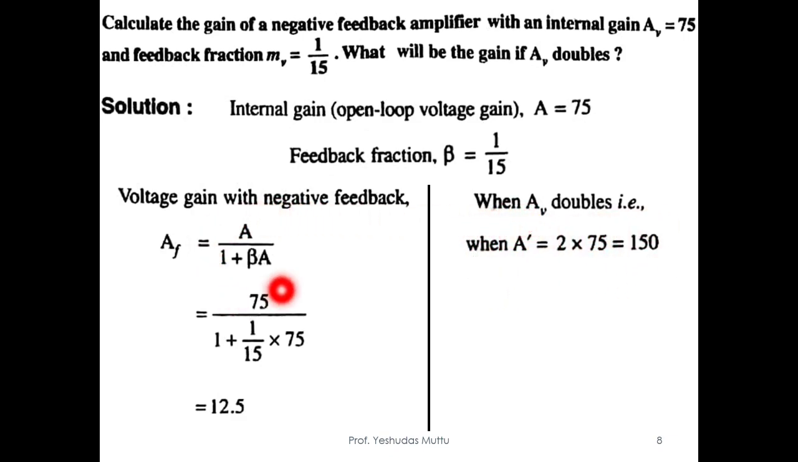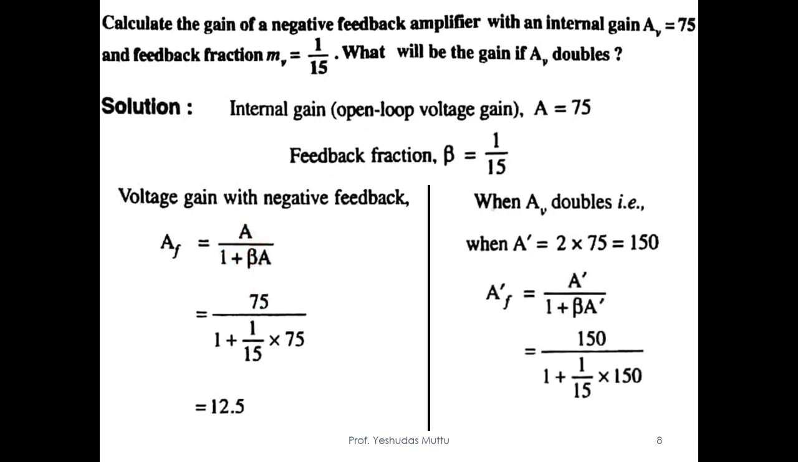Okay. So in this particular formula, instead of A, I am going to substitute A dash. Beta remains the same. Substitute, check what you get. It's observed that when AV doubles, you get only a slight increase in your feedback gain. Okay, that's it with this particular problem.